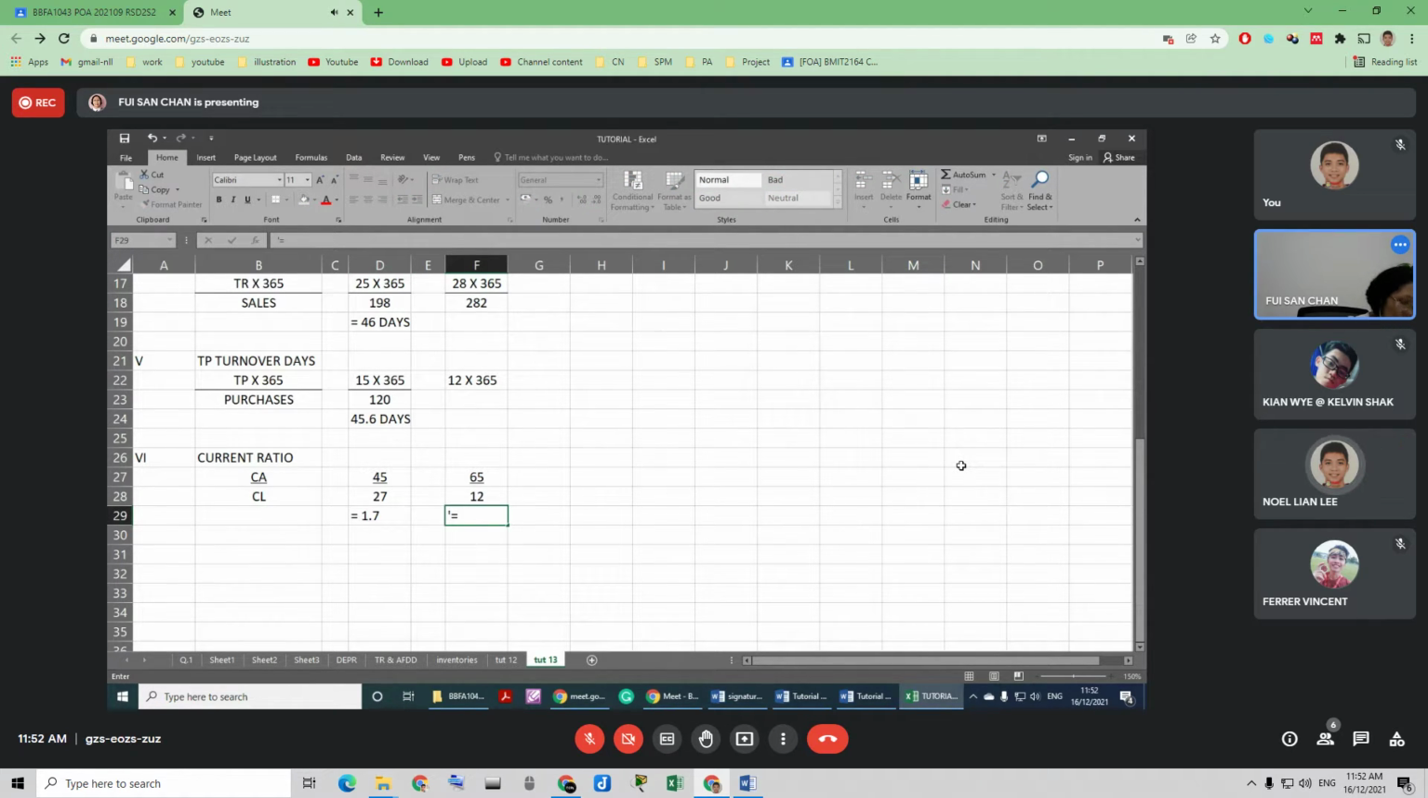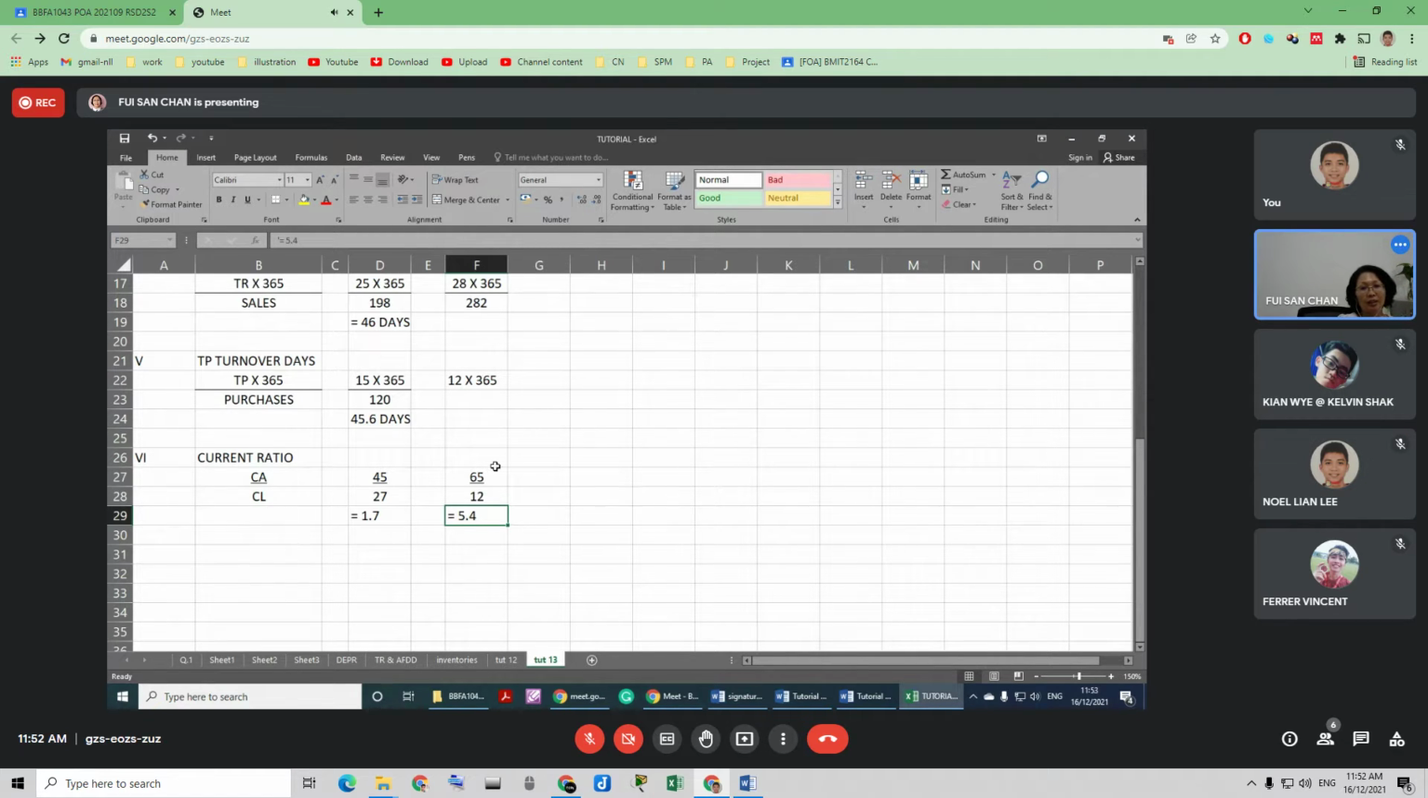Is this healthy at 5.4? Is the ratio the higher the better? Is it the higher the better for current ratio? No. The answer is no. It's not the higher the better.